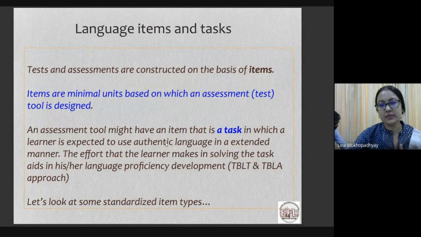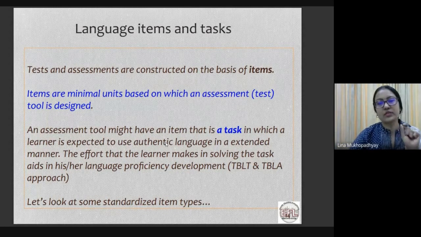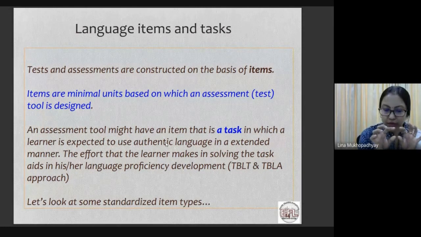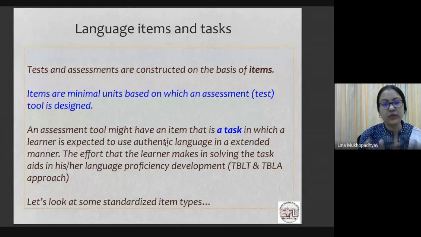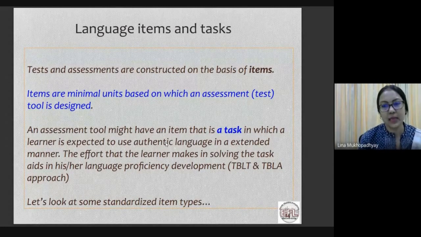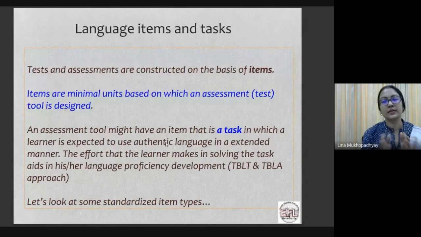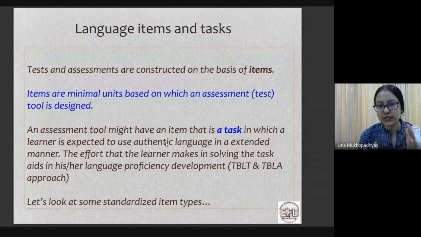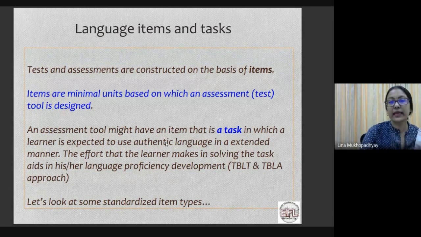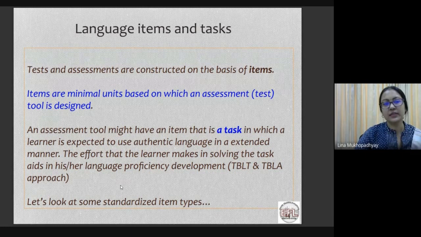Right. So an assessment tool might have an item at times which does not get over in a sentence, but is a whole task in which the learner is expected to use authentic language in an extended manner. For example, a summary writing task, a paraphrase writing task, a written assignment, or a project, right? So that is a task, and the response of the learners is in an extended manner by using the target language in an authentic manner, especially if it is an academic task, right? So the effort that the learner makes in solving the task aids in his language proficiency development.